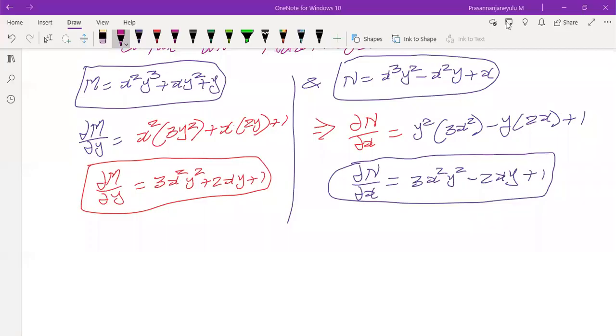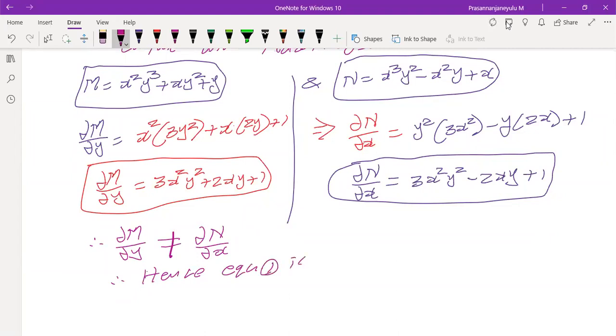So now what we can say from this, therefore, ∂M/∂y is not equal to ∂N/∂x. Therefore, hence, the given equation number 1 is a non-exact DE.